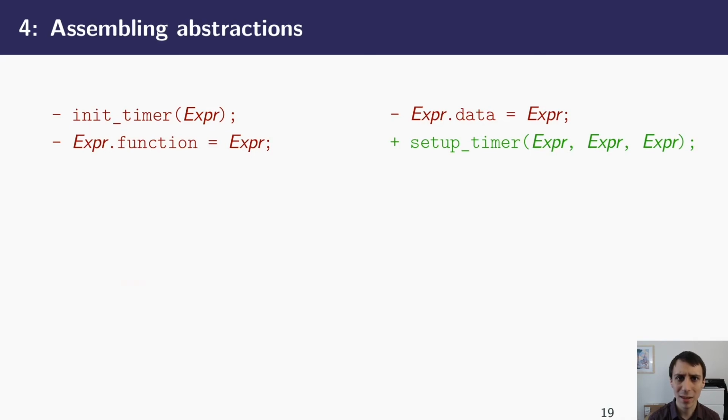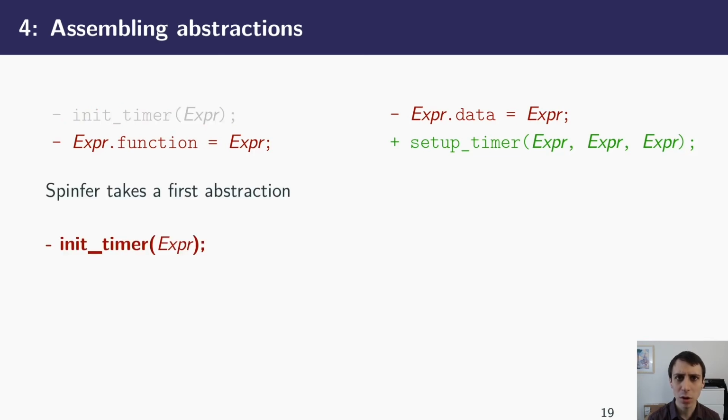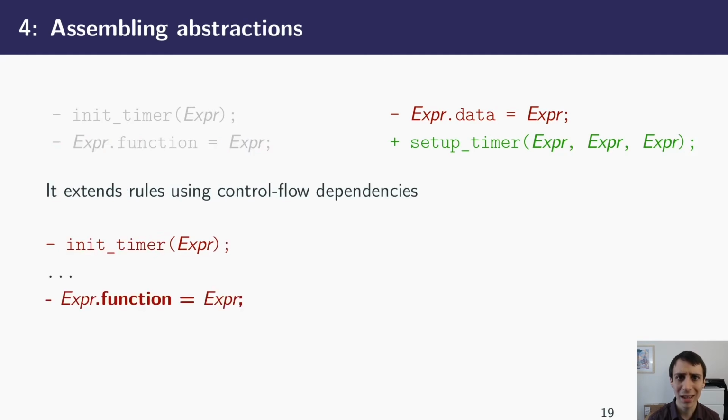Then, Spinfer assembled the abstraction together using the control flow information available in the examples. So, let's say that Spinfer starts by taking the init timer abstraction and creating a small semantic patch rule. Then, it looks for abstractions with control flow dependencies to this one. Here, in all of our examples, the function field initialization comes after the init timer removal, so Spinfer can create these small rules composed of these 2 abstractions.